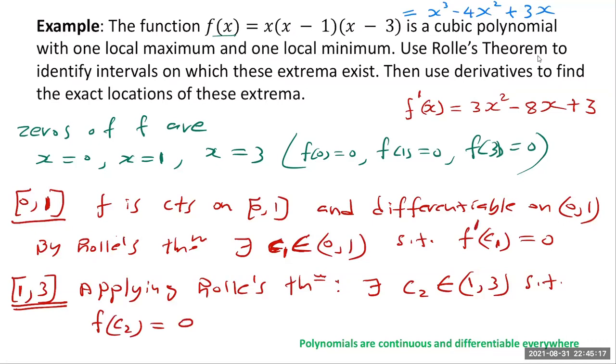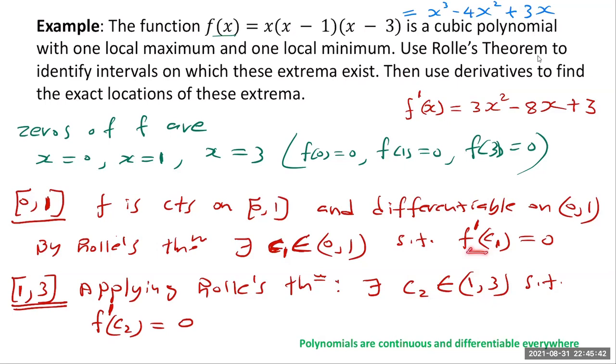Oh, pardon me, this is f prime, okay? F prime of C2, here it should be f prime of C1 is equal to 0, and here it is f prime of C2 is equal to 0. That's the conclusion of Rolle's theorem. Here f prime of C2 is equal to 0, where C2 is between 1 and 3. Okay, all right. So that's what we get.